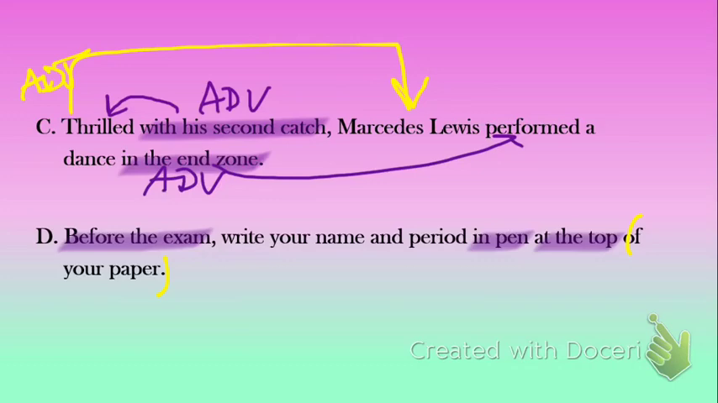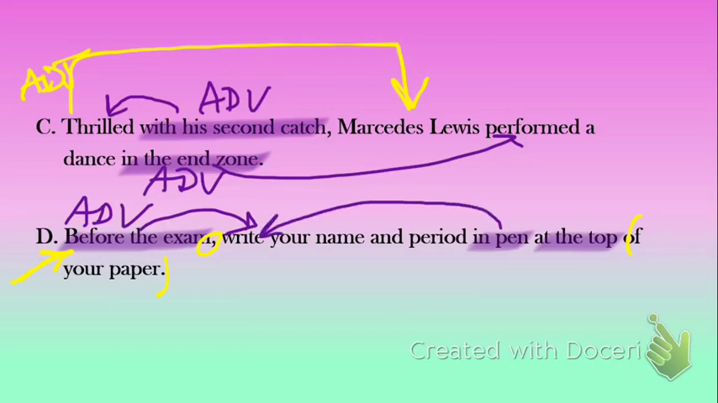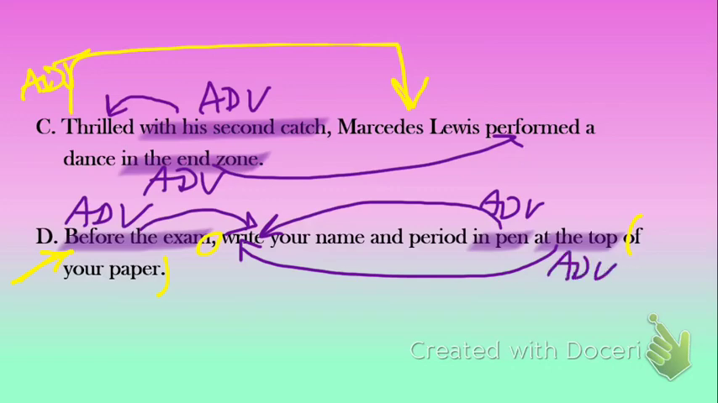So before the exam is our first prepositional phrase. That's telling when we're going to write, and because it's telling when, it's an adverb. Also, you can see that it's at the beginning of the sentence, set off by a comma, which again indicates that it's an adverb phrase. In pen is expressing how you're going to write your name. You're going to write in pen, so that's an adverb phrase as well. And at the top is telling where you're going to write your name. So that's an adverb phrase as well.